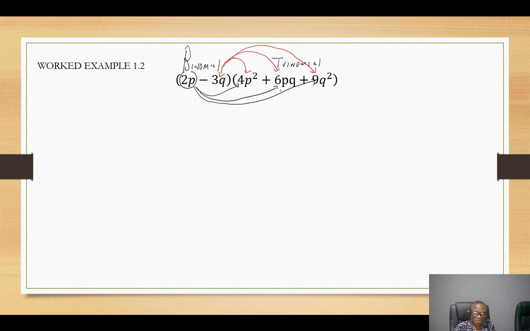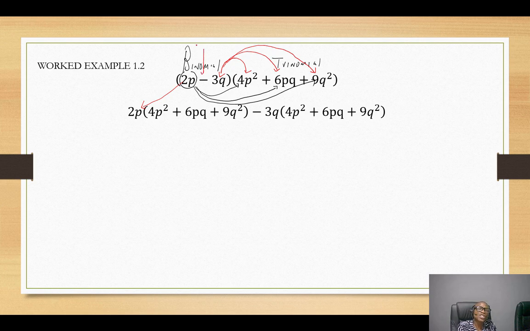Let's continue. You see, I'm saying this 2p, I'm going to multiply it with every term in the second bracket. My first bracket is this one. My second bracket is this one. So that's why I'm saying 2p is going to be multiplied with every guy in the second bracket. Minus 3q is going to be multiplied with every guy in the second bracket. So it should be simple now.